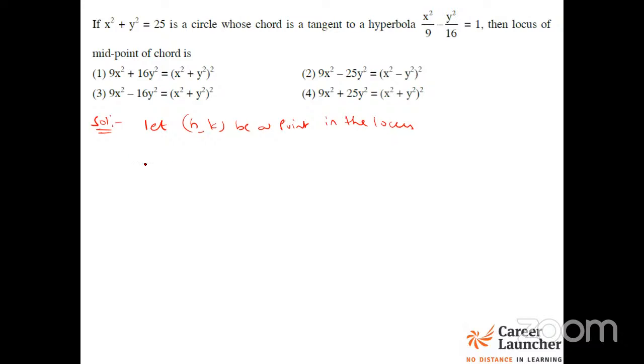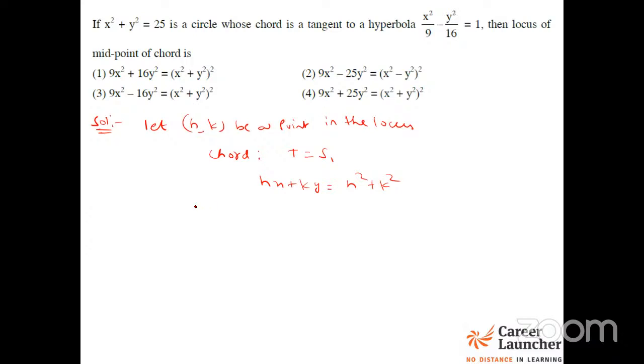Now, what will be the equation of the chord whose midpoint is h comma k? The equation of the chord having midpoint h comma k is obtained by applying T is equal to S1. So applying T is equal to S1 for this point, it will become hx plus ky is equal to h square plus k square. Now this should be a tangent to this.